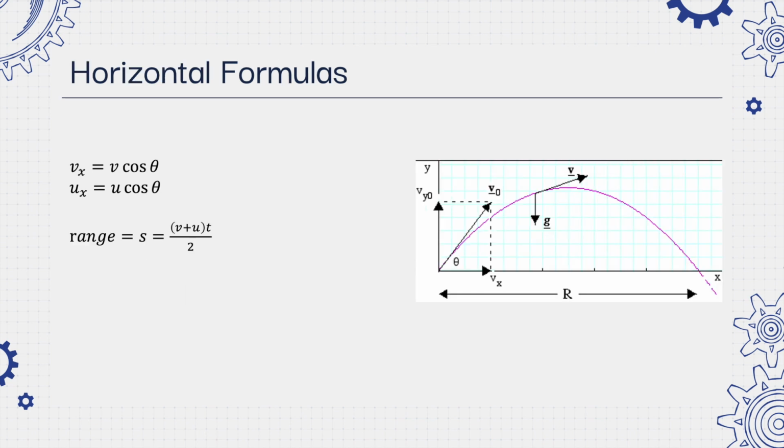Now we're going to talk about the horizontal formulas. You can see here the range and the velocity. So it's the same as before. We need to use Vx and Ux. So Vx and Ux equal V or U times the cosine of the angle theta. And here you can actually see the angle theta. So the range, so the displacement, that is actually the range because it's horizontal, equals V plus U. And remember, it's Vx plus Ux times t divided by 2.